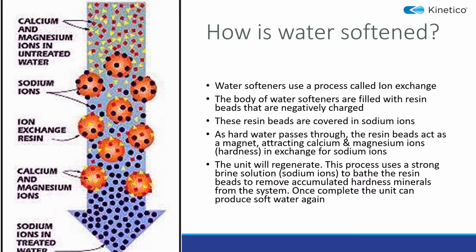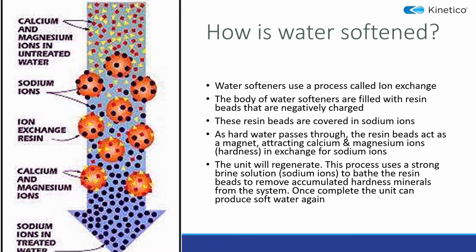Water softeners use a process called ion exchange to soften water. This process is very simple. Essentially what's happening is it's exchanging one ion for another. Inside these units is a media called resin. The resin is coated in sodium ions. As hard water passes into the unit, the resin will act as a magnet and attract calcium and magnesium ions. As it does this, it will substitute out with a sodium ion.